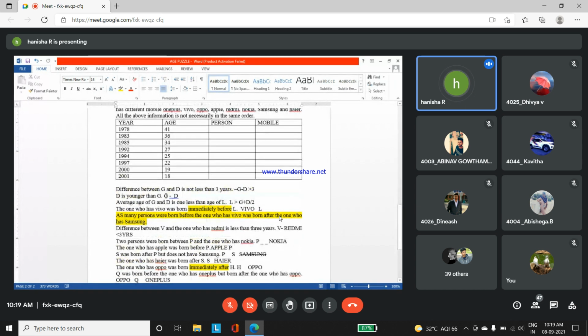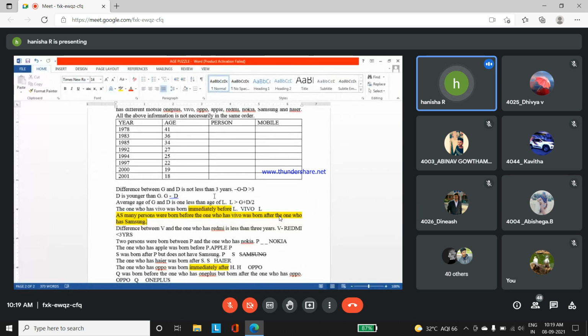So the difference between G and D is not less than 3, as I have said. Okay, and D is younger than G. That is also D is younger than G. The average age of G and D is 1 less than the age of L.